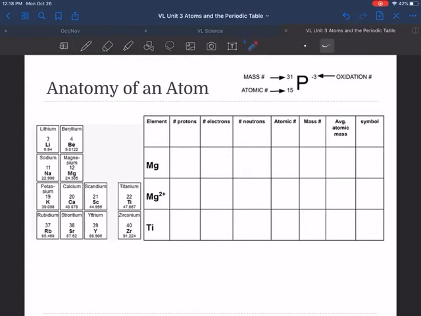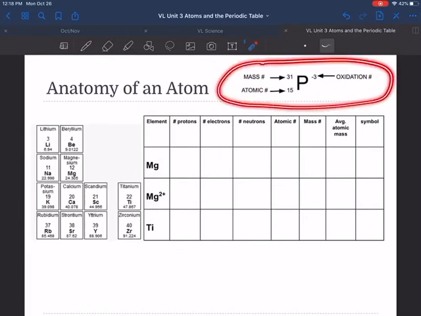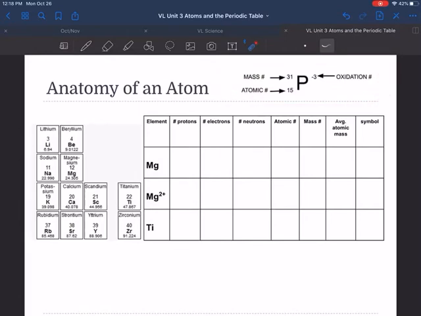I do want to call your attention to this right up here. This is called nuclear notation, and it gives us some important things. One, it gives us the element. So we can, by that symbol, identify the element. It gives us the atomic number, and we can identify that that is the number of protons. It gives us the mass number.